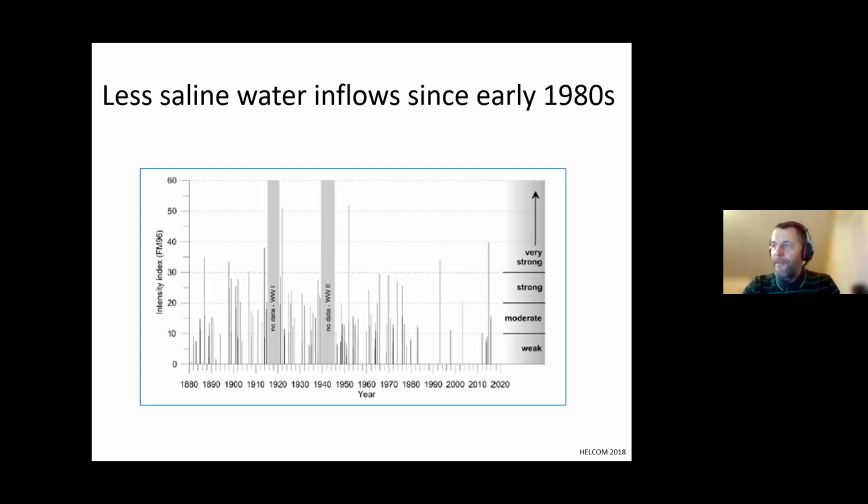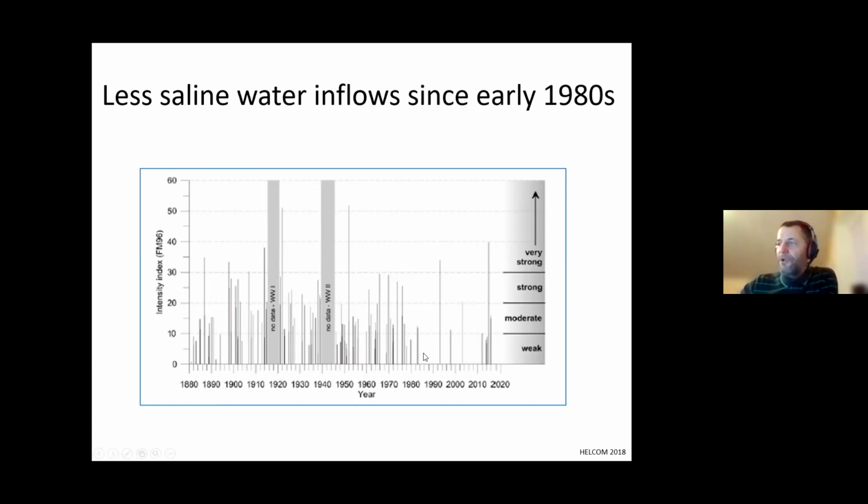From the figure on this slide, you can see that saline water inflows to the Baltic Sea were fairly frequent until the early 1980s. So basically until 40 years ago. This actually means that several active Baltic scientists have never studied the sea when it had a high salinity.